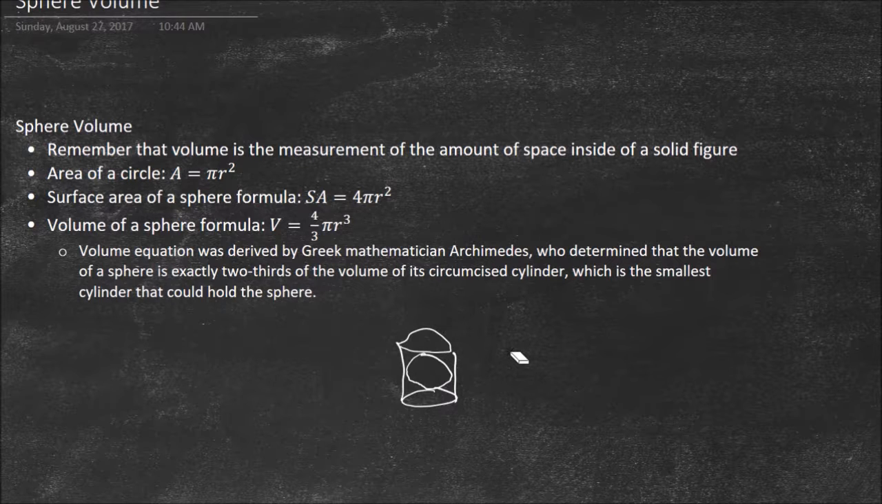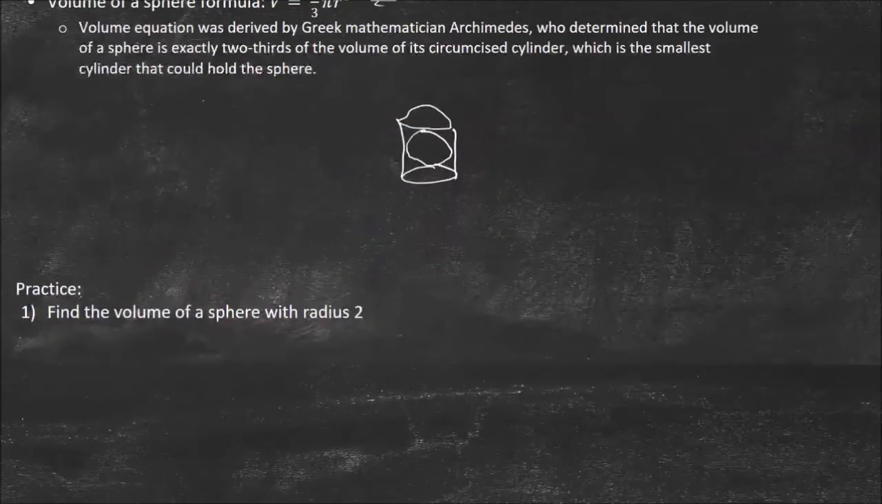And the intuition is good to have, that it's related to the volume of a cylinder. So 4/3 pi r cubed, that's one to memorize, and 4 pi r squared is another one to memorize. But here we're just going to talk about volume.